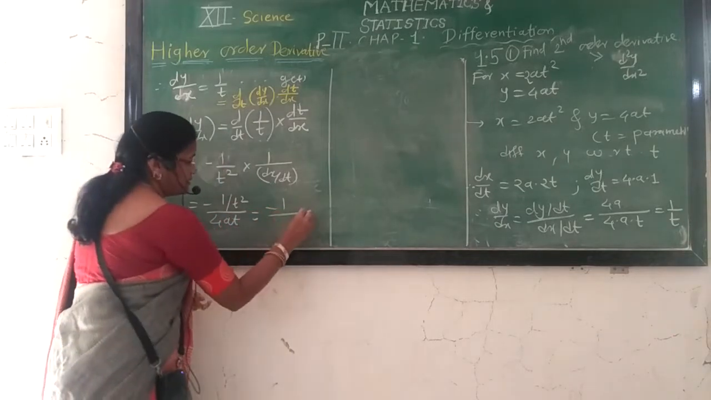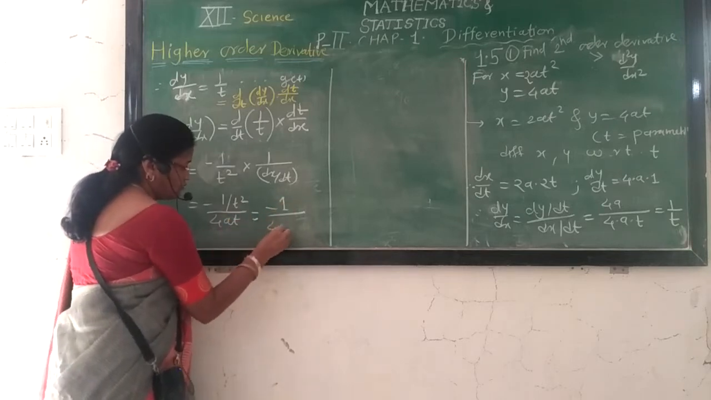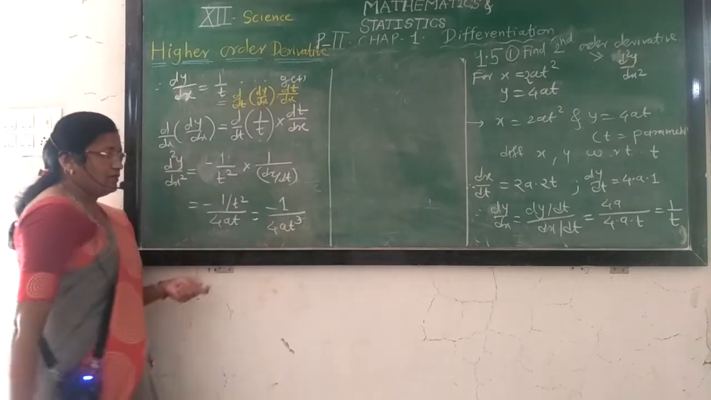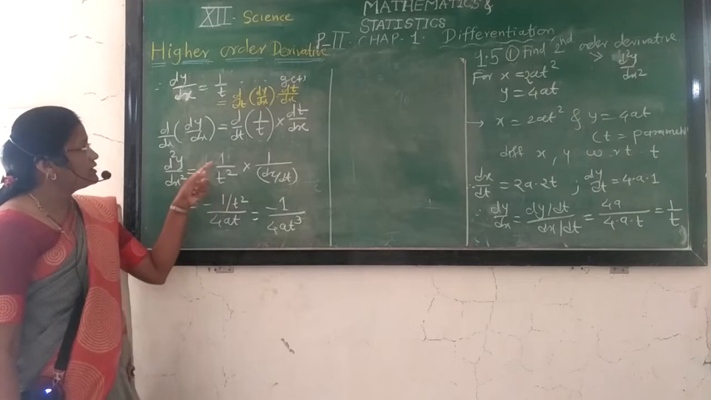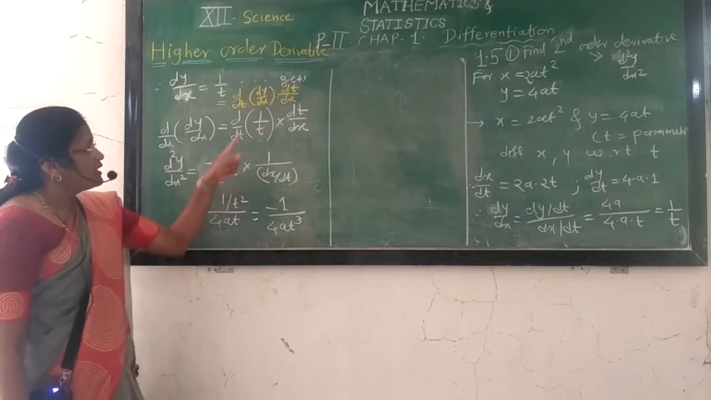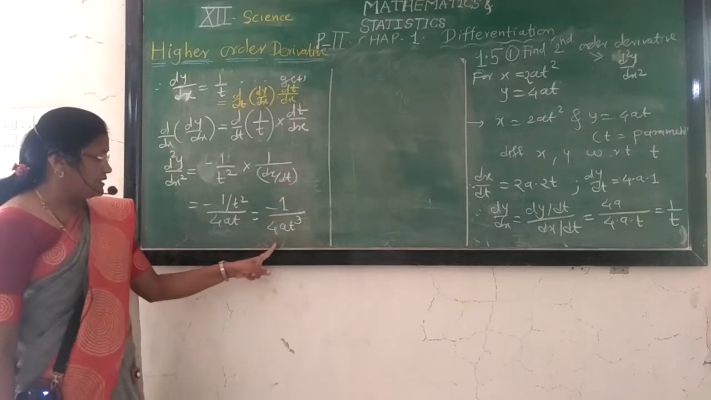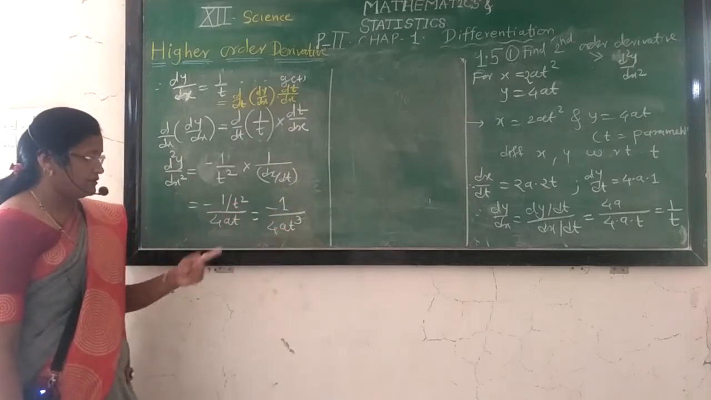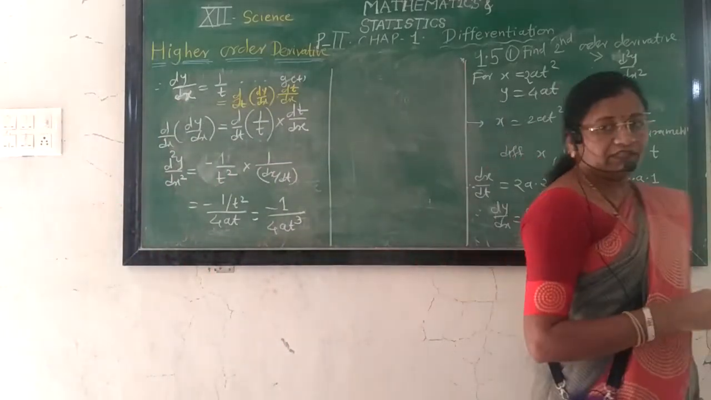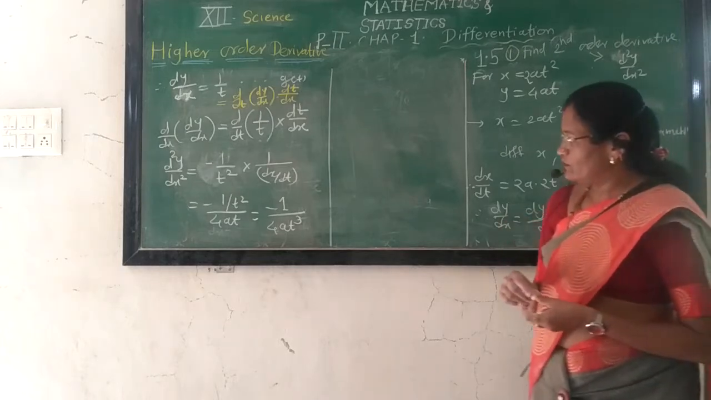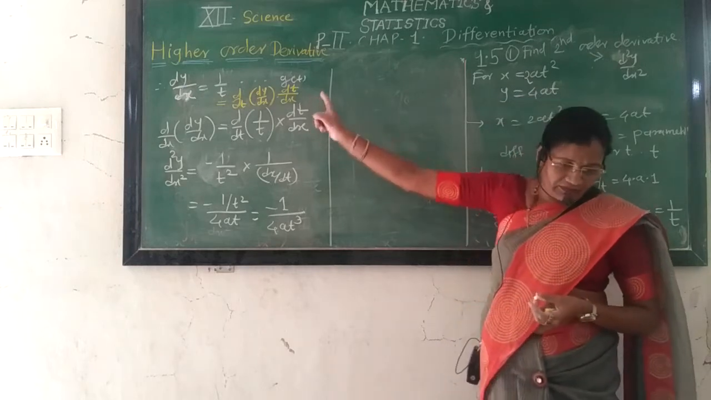At last we get the answer: 1 upon t square multiplied with this t, that is 4at cube, so minus 1 upon 4at cube. This minus 1 upon t square is the derivative of 1 upon t, and multiplying dt by dx means dividing by dx by dt. So that is 4at multiplied by t square, you get 4at cube, and therefore the final answer, the second derivative of y with respect to x, is minus 1 upon 4at cube. So you can remember this step for the parametric function.